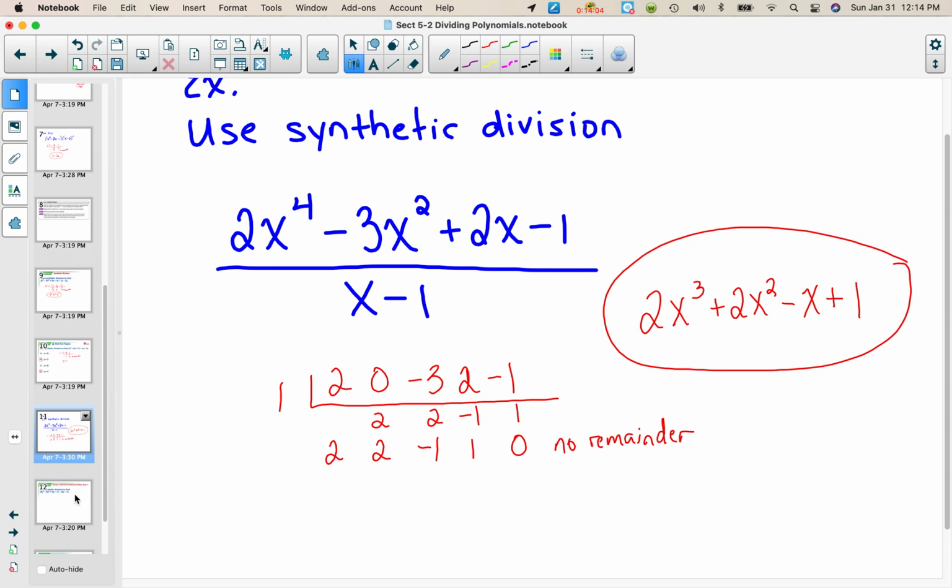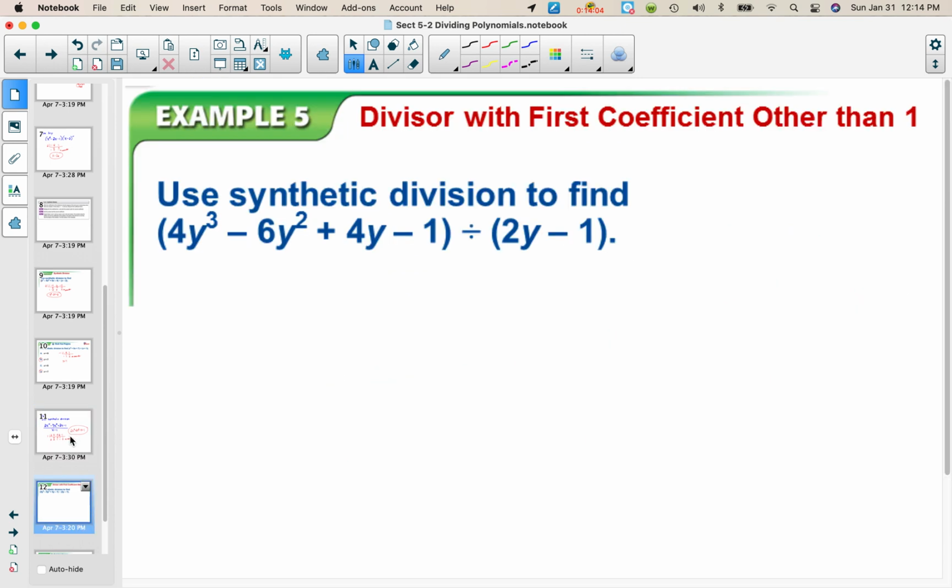Okay, next, this actually is going to require something different because we have a 2 out front. It's not just a y, so it's going to require a little bit different things. So that's going to be for tomorrow, and that will be in the next video.